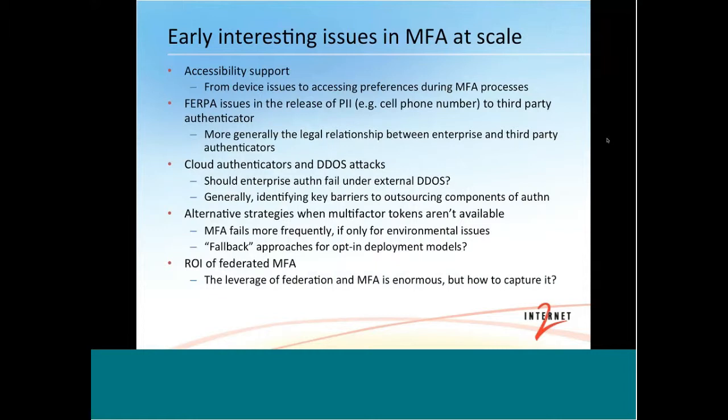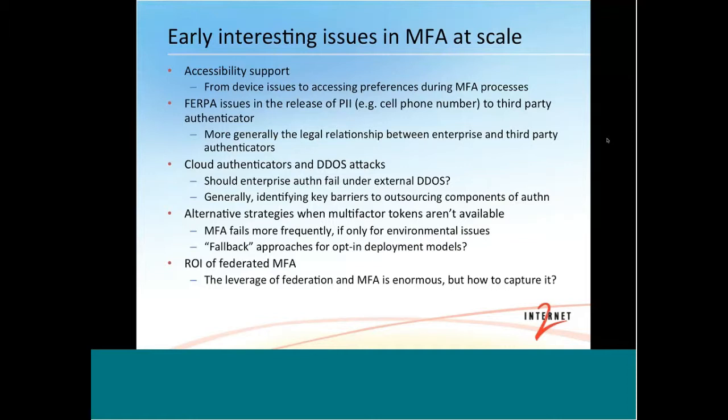Alternative strategies when multi-factor tokens aren't available. MFA fails more frequently, if only for environmental issues. The student is on a dig in Tanzania. The doctor's in a shielded room. What do you do in those situations? So we have some procedures and policies that we're trying to make normative, at least within our community, about fallback approaches when you have done MFA. There could be a role for the IDESG in discussing and embracing some of these fallback positions going forward.